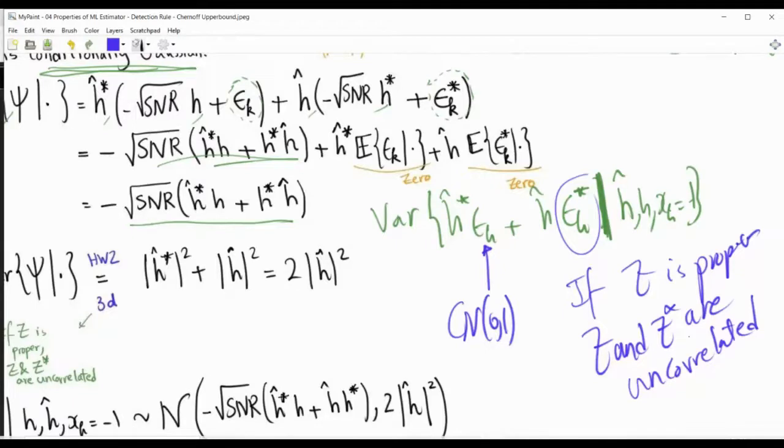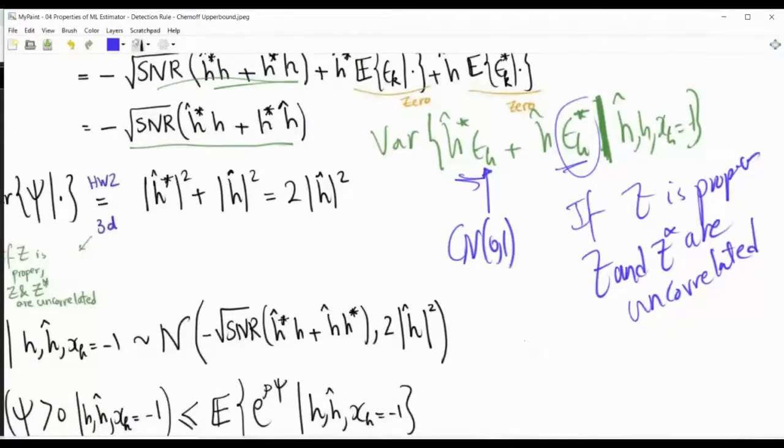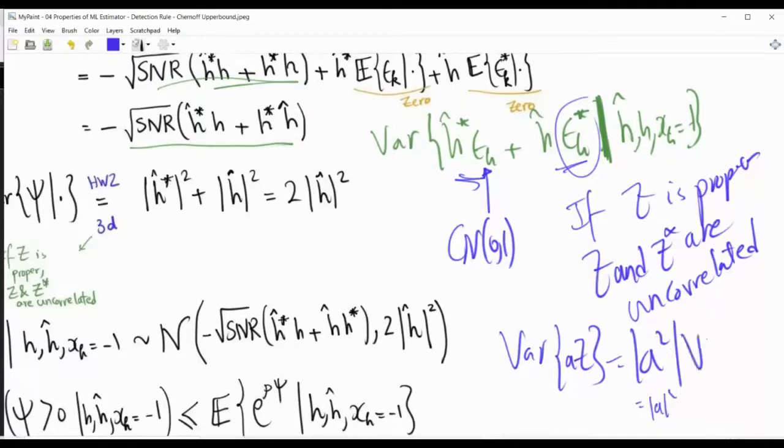So this is the first thing to keep in mind. If you have a complex random variable that is proper, and you add to it its complex conjugate, the two are uncorrelated. So when you compute the variance, you can just compute the variance of the first term and the variance of the second term. The second thing is that if your stuff is complex, then the variance of AZ is not A squared, it is the magnitude of A squared, times the variance of Z. This is very important.